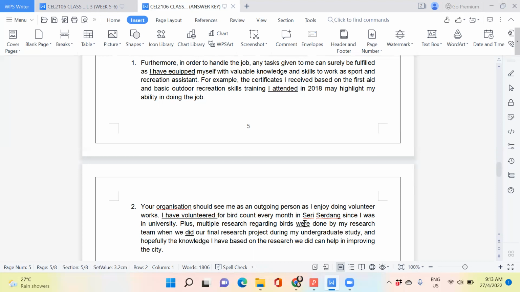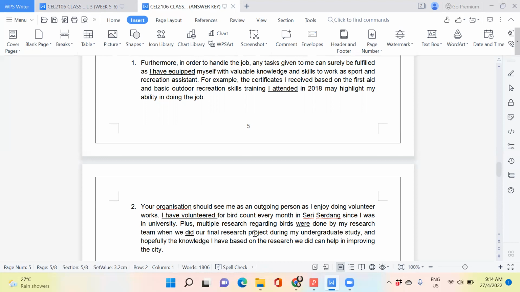Okay, kenapa were? Because this was done in your study years as a university student. That's why you have to use past tense. And because here you used past tense, so the second verb that you see in the same sentence should be in past tense as well. So instead of saying we do, it should be we did. Okay, past tense. Kenapa kita guna past tense and not present perfect tense?